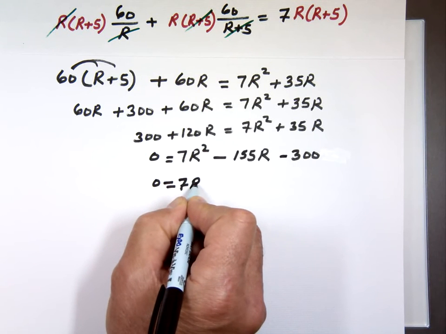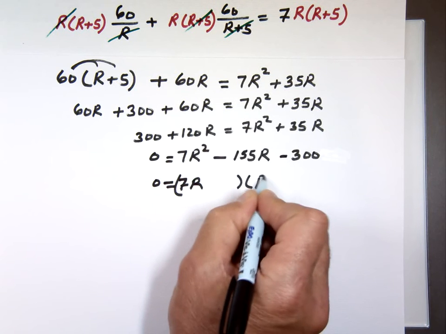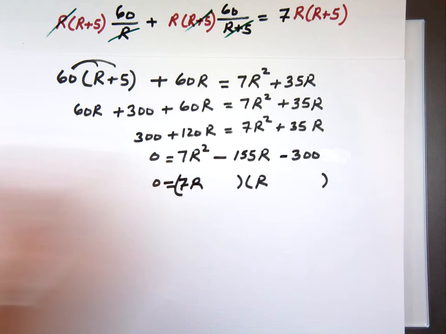Seven R. You know, when you make a problem without thinking about it, sometimes it doesn't work out. I don't know if this is going to work out or not. I got my quadratic equation. I moved it to one side. Now, can I factor this?